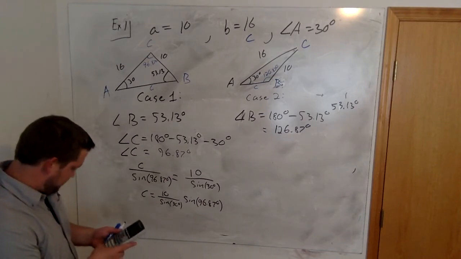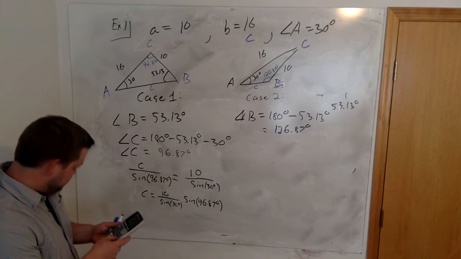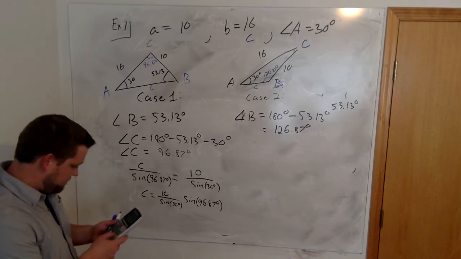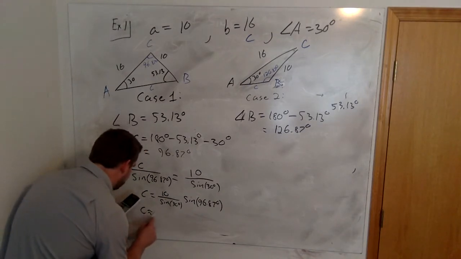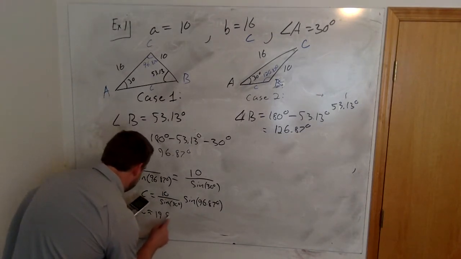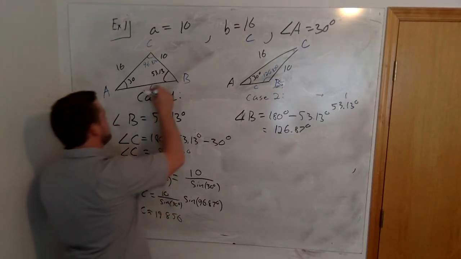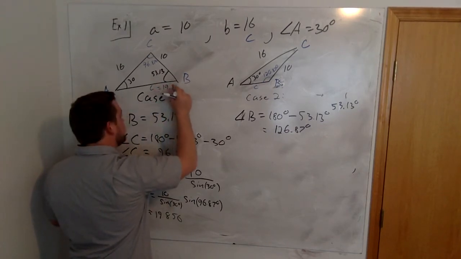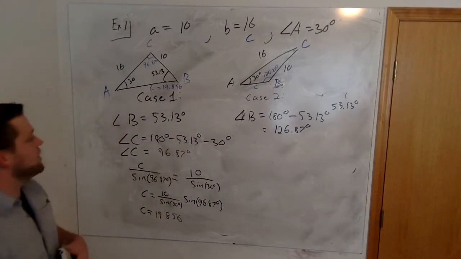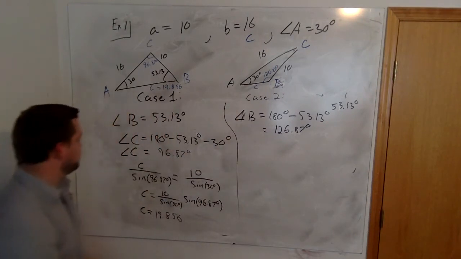Okay, let's check this out. So we'll have 10 times the sine of 96.87 divided by the sine of 30. Okay, so I'm getting that C could be equal to 19.856. So C, in this case, would be 19.856. So here's our first possibility. Okay, for the second possibility, let's see what we would get.